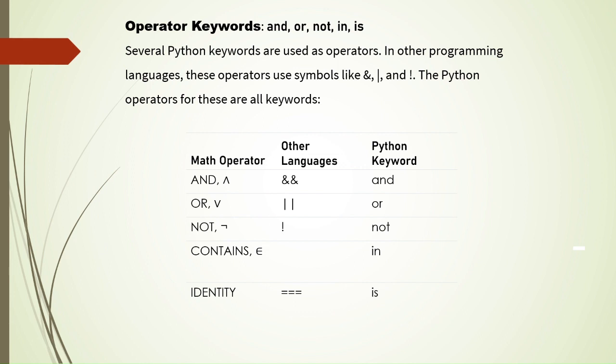Operator keywords: and, or, not, in, and is. Several Python keywords are used as operators. In other programming languages, these operators use symbols like ampersand, a bar, and an exclamation mark, which we use in our common language. They have their own names in Python. The Python operators for these are all keywords. Here is a table which gives us information about math operator, other languages, and the Python keyword.